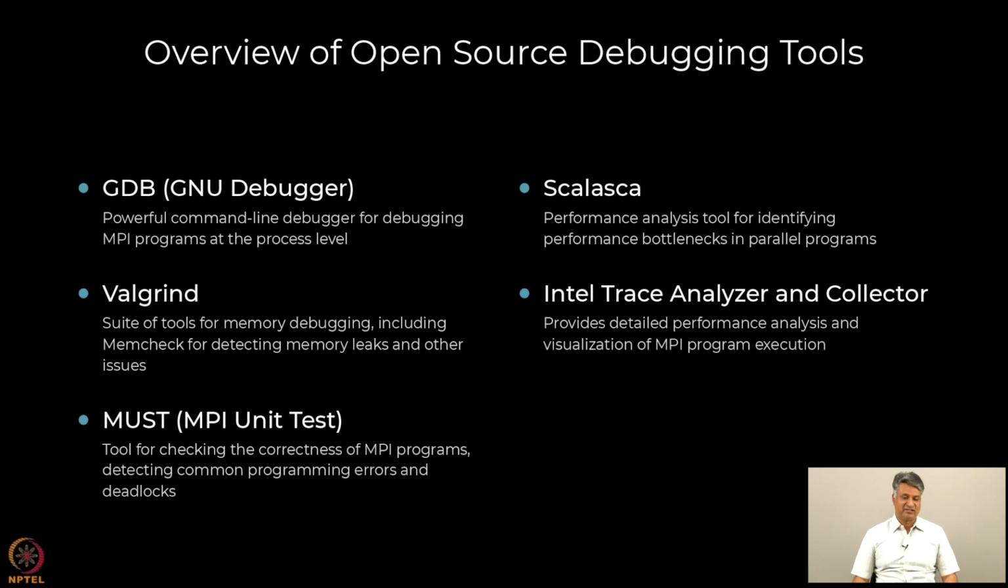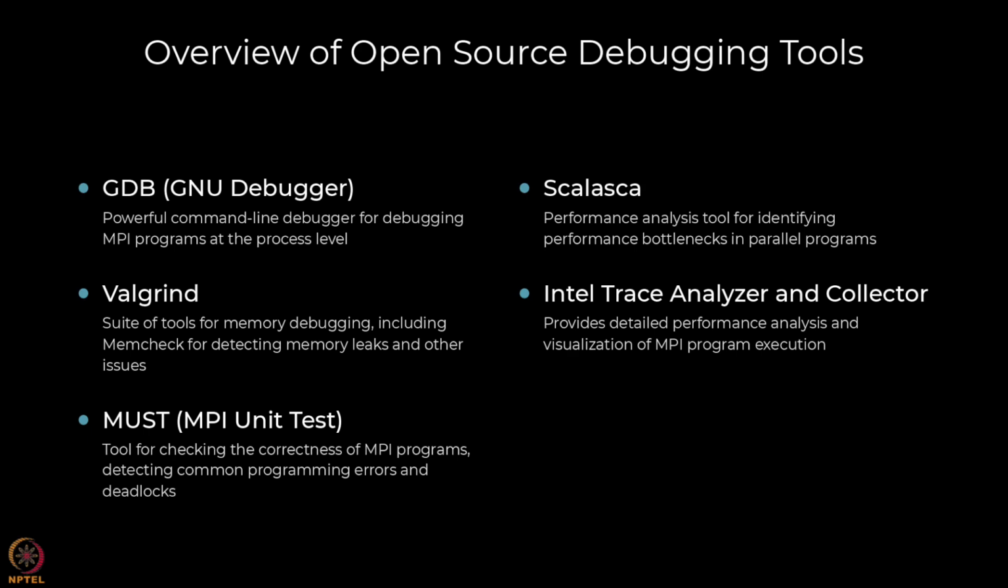You have MUST, which is an MPI runtime correctness tool. It's a tool for checking the correctness of MPI programs, detecting common programming errors and deadlocks. On the other side, you also have Scalasca, which is a performance analysis tool for identifying performance bottlenecks in parallel programs, and also the Intel Trace Analyzer and Collector, which is not open source but can still be used. It gives detailed program performance analysis and visualization of MPI program execution.